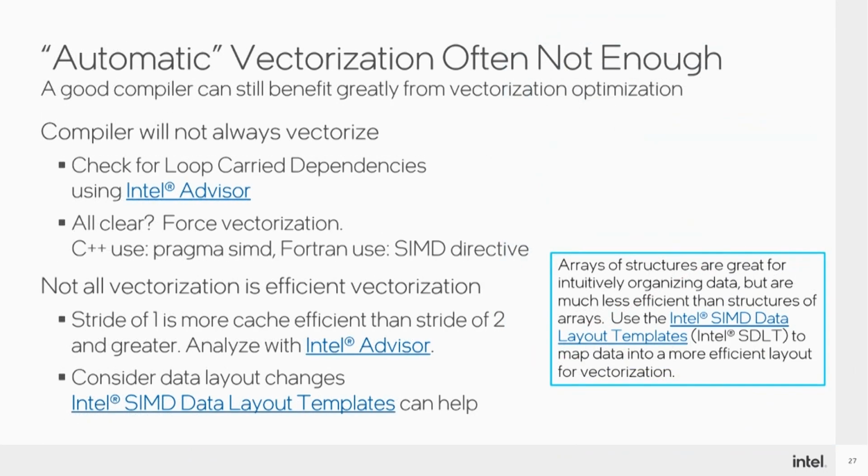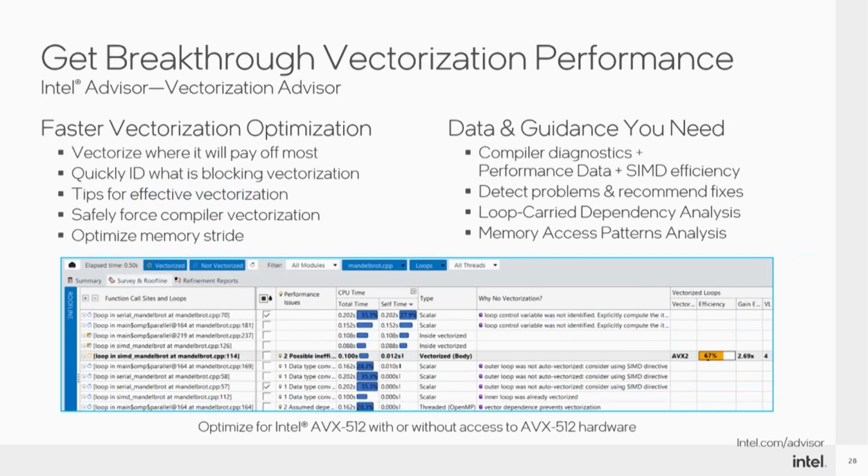Okay, automatic vectorization. Again, it's often not enough. Actually, it's never enough. There's almost always work that you need to do. Here's a quick snapshot of what the vectorization advisor looks like. Part of it is just the recommendations that Advisor can give you.